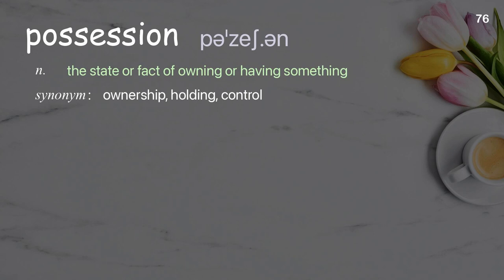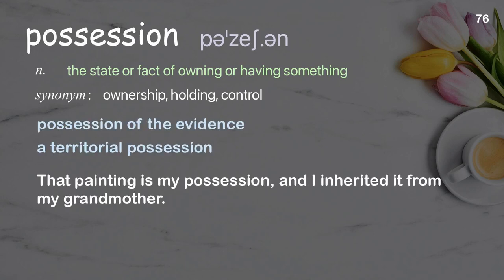Possession. The state or fact of owning or having something. Examples: possession of the evidence, a territorial possession. That painting is my possession, and I inherited it from my grandmother.